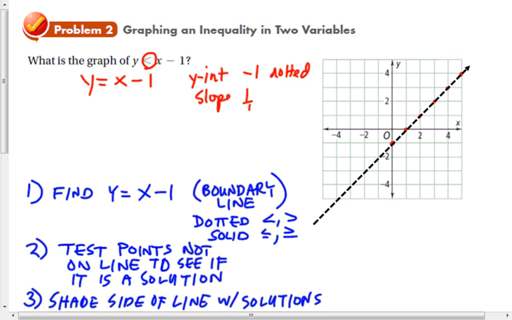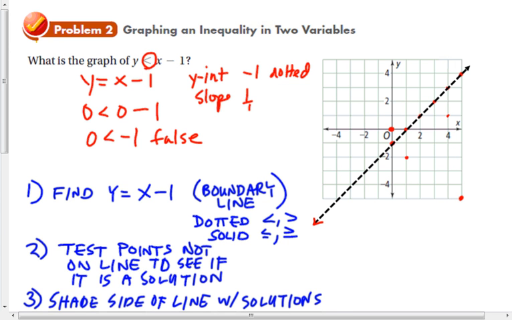All right. Now we're going to test points that aren't on the line to see if they're solutions. The easiest point to test is (0, 0). So we're going to substitute 0 for y and 0 for x, and just check to see if it's true. So we get 0 is less than -1. Is that true or is that false? That is false, which means that the point (0, 0) is not a solution, and that tells me that points over here on this side of the line are solutions.